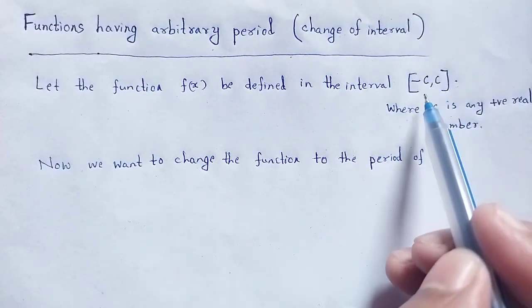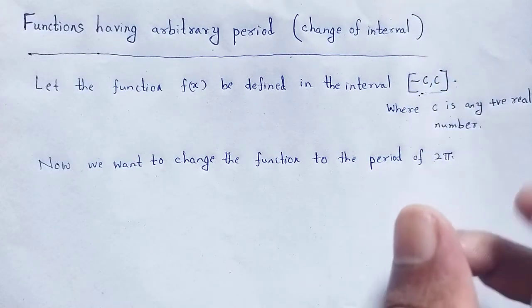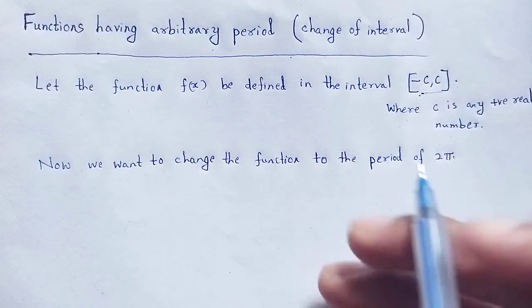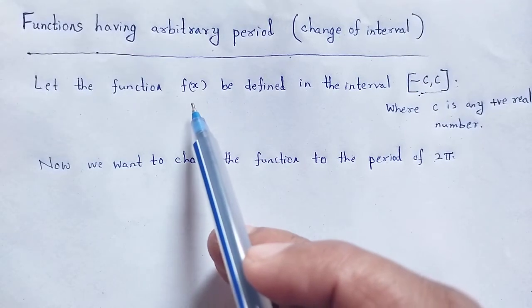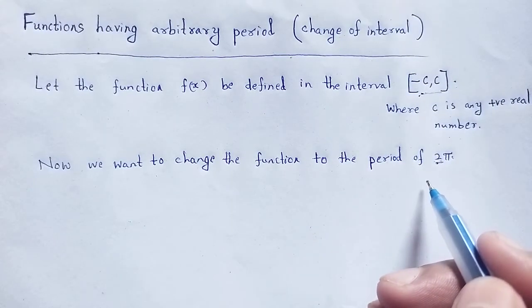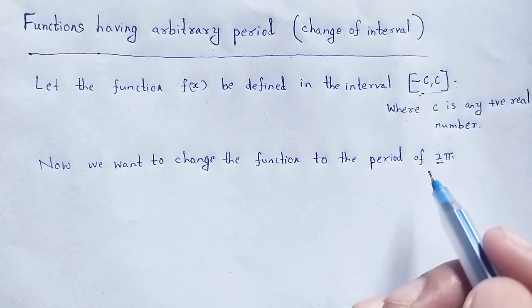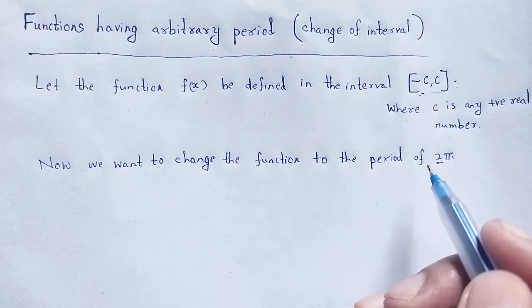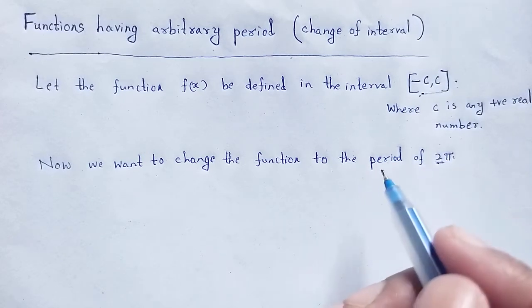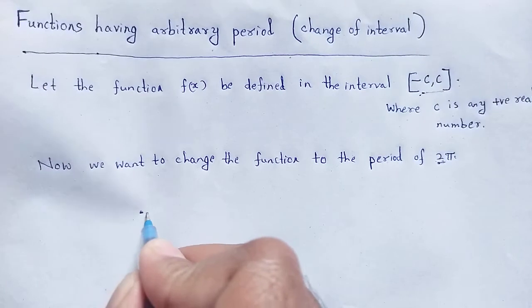Since it is of period 2c, but here our aim is to change that particular function f of x to a period of 2 pi. As we change it to a period of 2 pi, we can easily evaluate the Fourier coefficients like a n and b n. So how do we change it to the period of 2 pi?